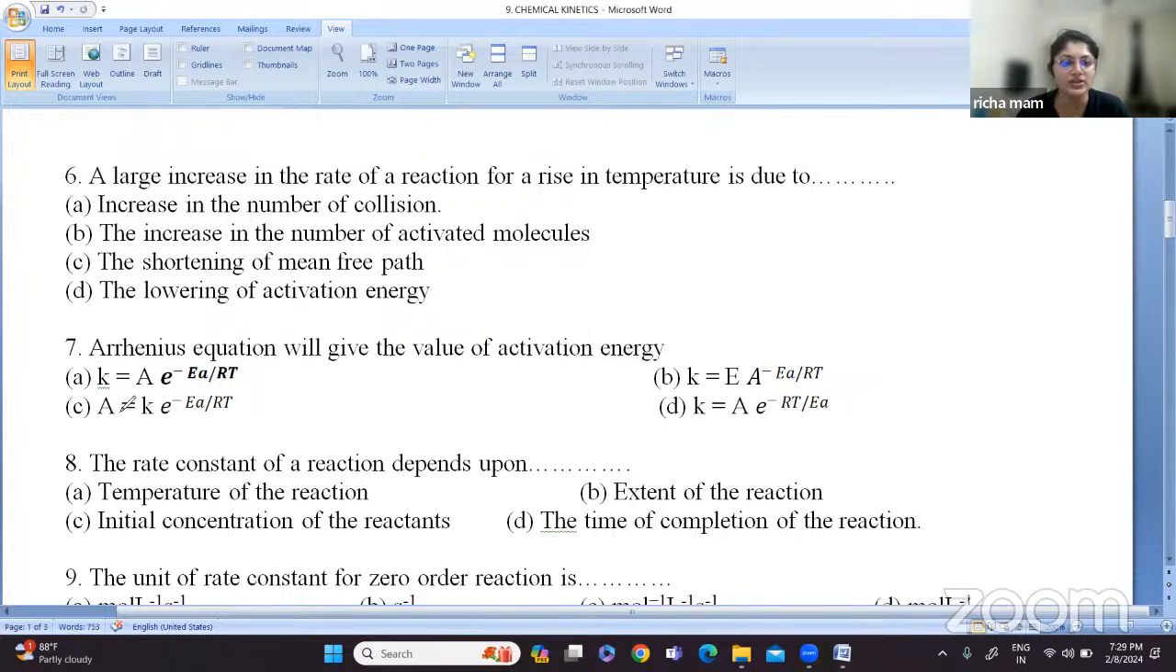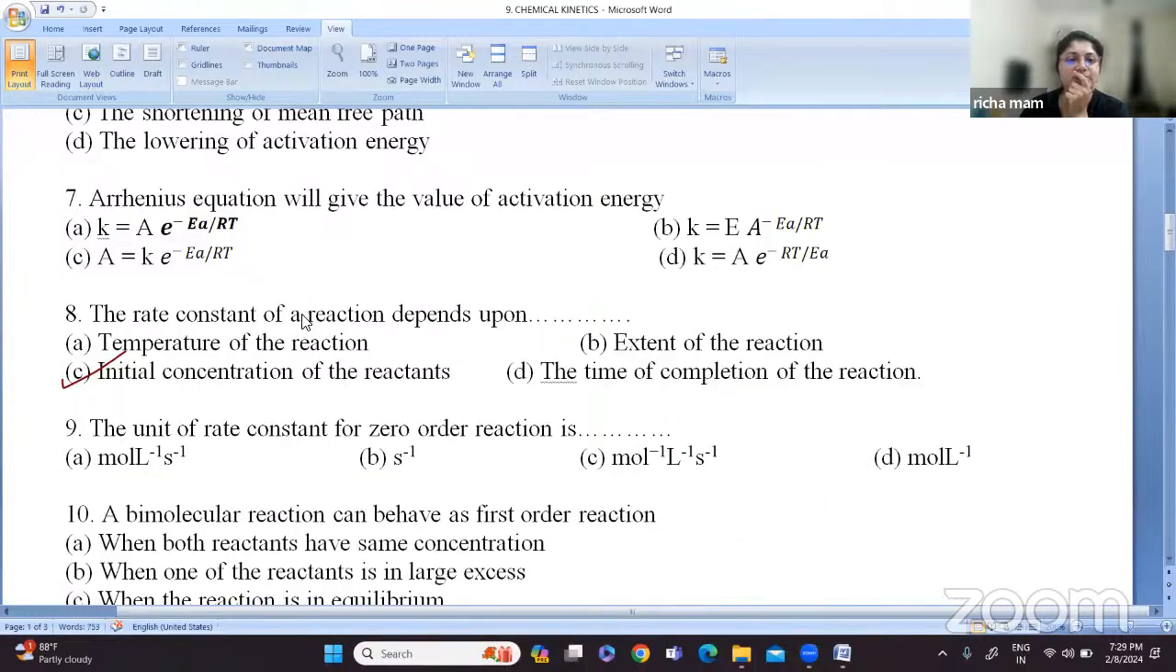Next question, a direct question. The Arrhenius equation will give the value of activation energy. So these are the four options. AK, Sushmita, Dhanush have answered it as A. Yes, A is the correct answer. K is equal to A e to the power minus E a by RT. So this is the correct answer. Usha, Vedvati, yes, have answered it right. Good. So this is a direct question.